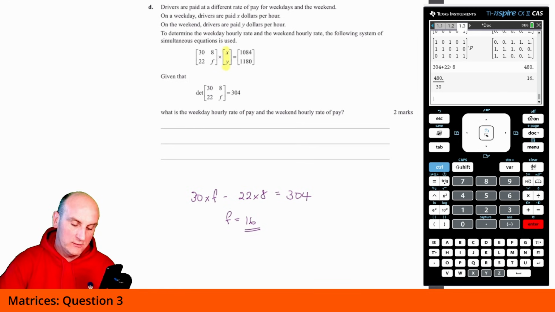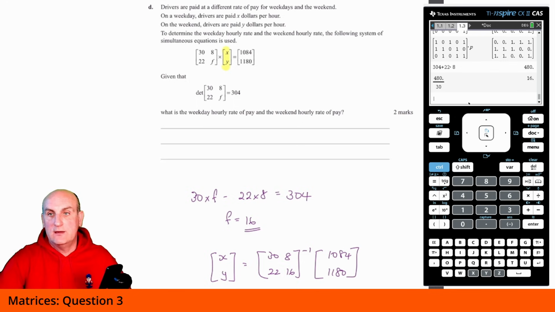So I would be now doing x, y is equal to 1084 and 1180. It would actually be the inverse of that matrix. So 30, 8, 22, and 16 to the power of minus 1 times 1084 and 1180.